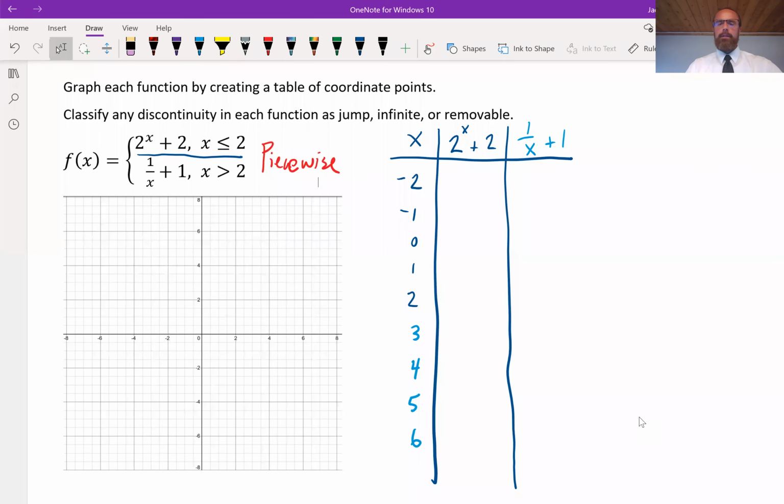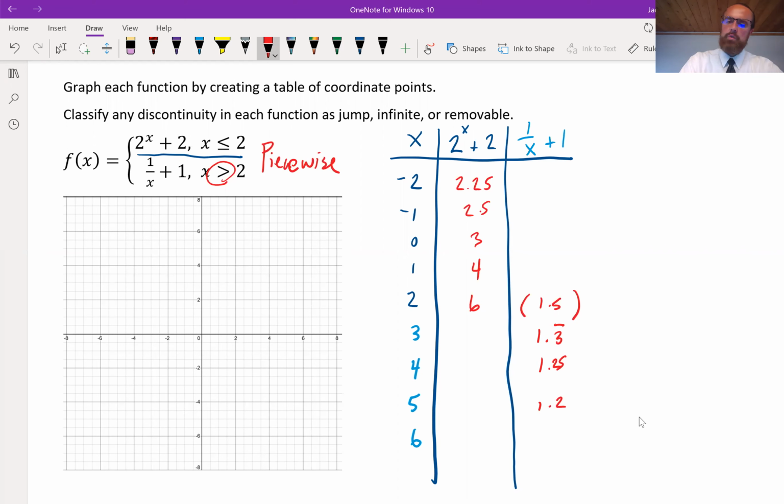I'm going to go and fill in our table here. So for the exponential function, again, it was 2.25, 2.5, 3, 4, and 6. And then this function didn't really have a value at 2, because remember, it's strictly greater than 2, but it was about, if we go to the slight right of 2, 1.5. So I'm putting in parentheses. And then at 3, it's clearly 1.3 repeating, 4 is 1.25, 5 is 1.2, and 6 is 1.16 repeating.